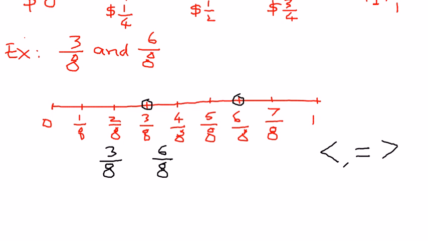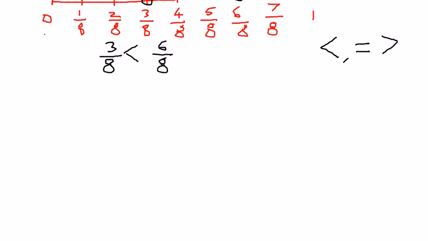The 3 is less than 6. Therefore, we're going to say 3/8 is less than 6/8. So that is a simple way to be able to find the order relation between these two fractions. Let us take another example.